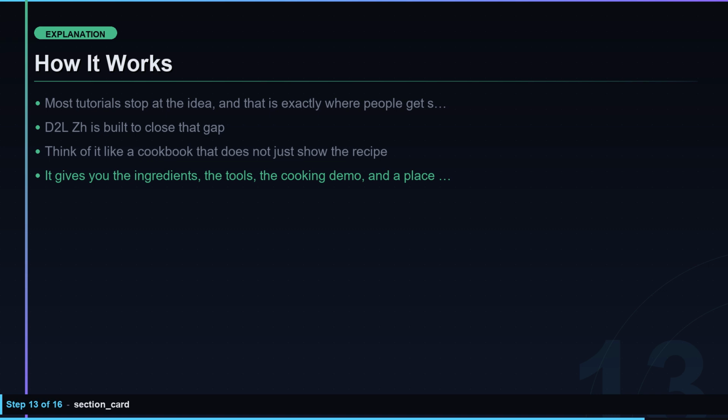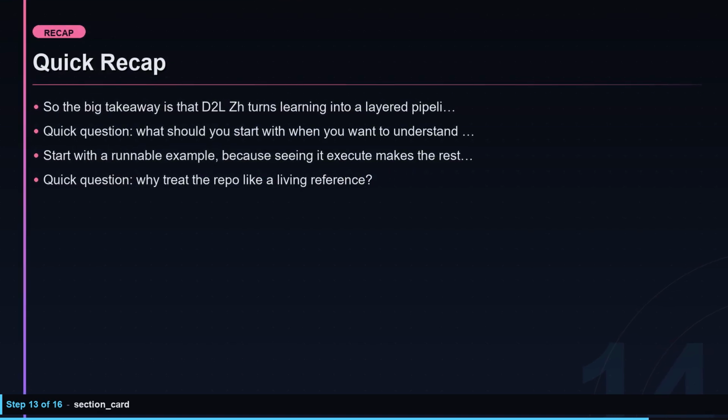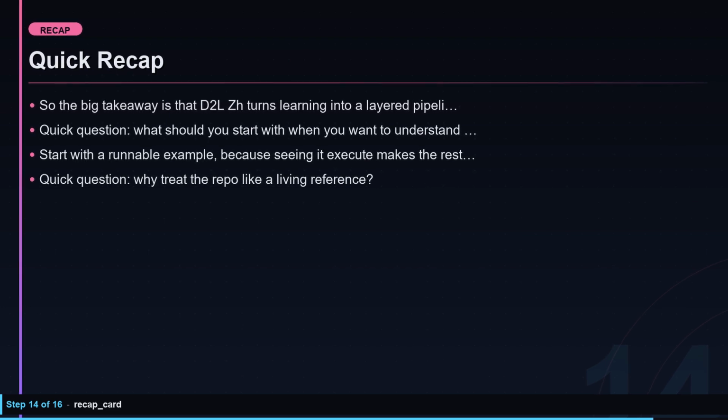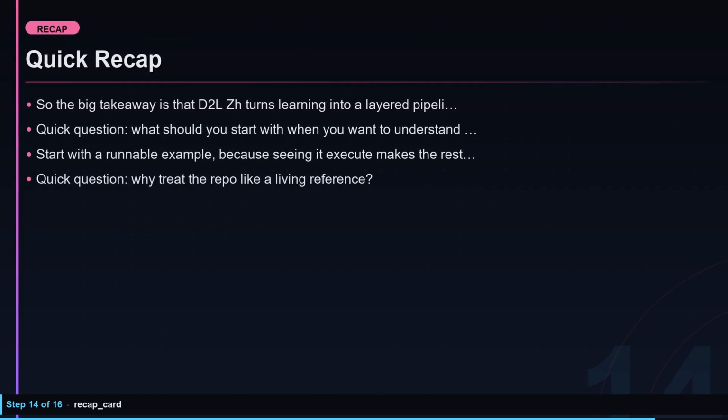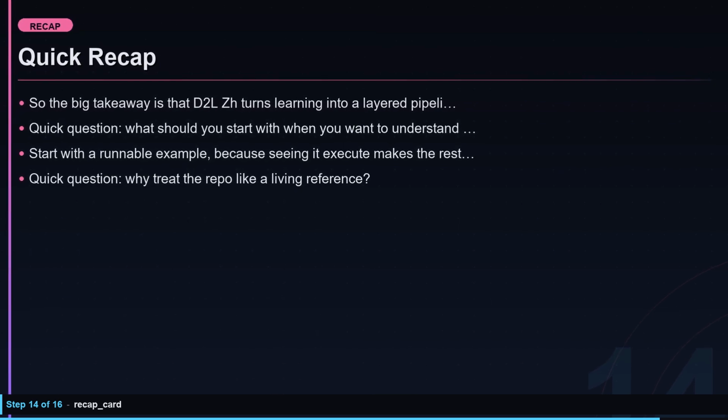One common mistake is treating it like a read-only textbook. Do not do that. Run the notebooks, change the code, and turn each example into a small experiment. Keep a local copy too, so you can track what changed when you tweak data, hyperparameters, or model structure. But there is a catch most people miss.